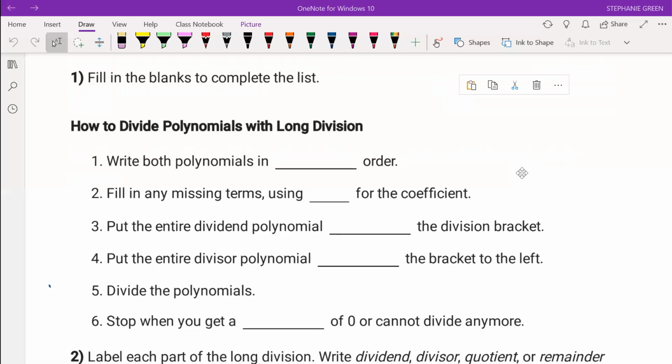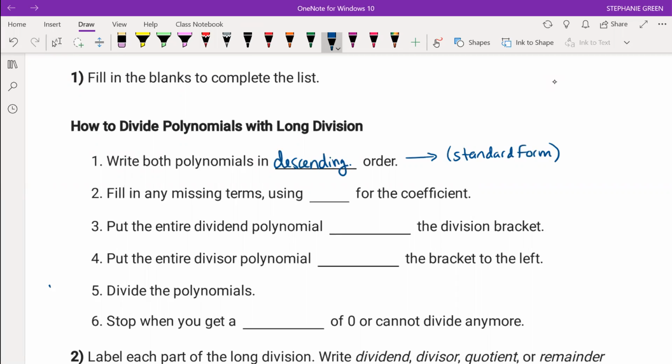And so with long division and polynomials, we always wrote our polynomials in descending order of their powers. So that was called standard form. So descending order. I would actually just say write it in standard form. You should be familiar with what standard form is of a polynomial. So if you just write standard form for step 1, then that should hopefully make sense.